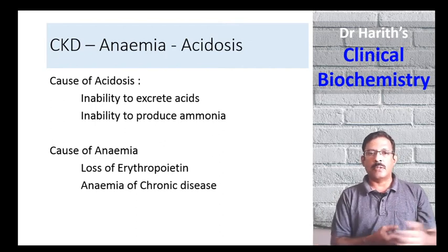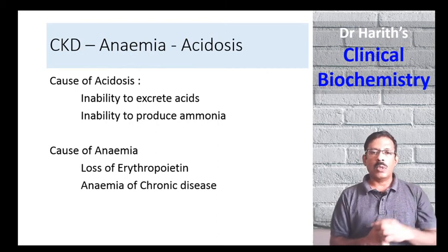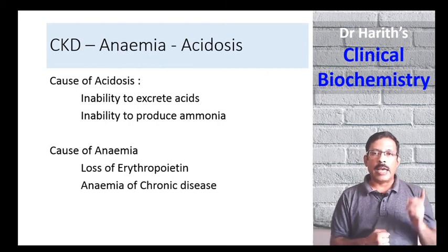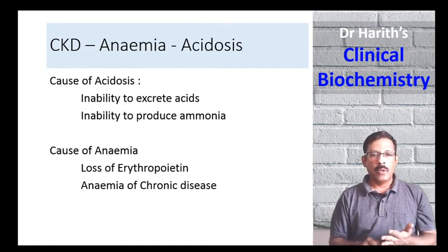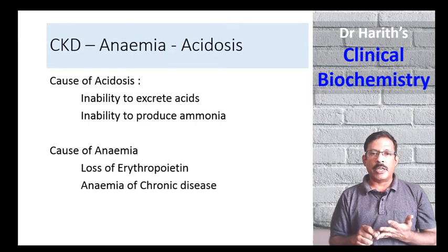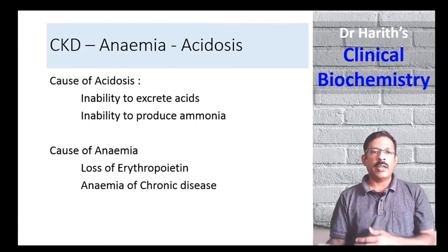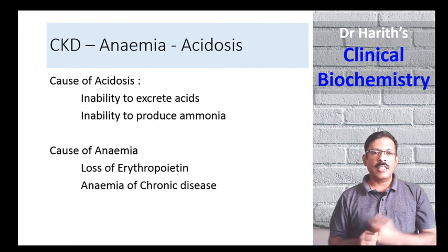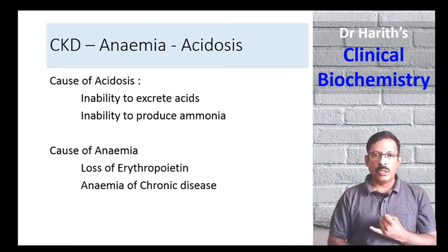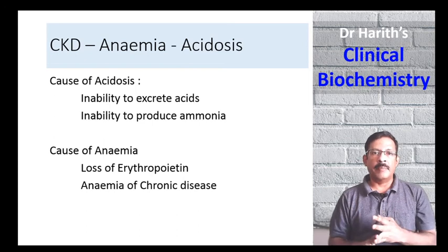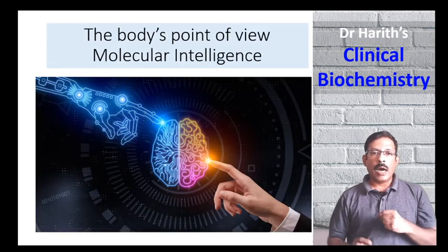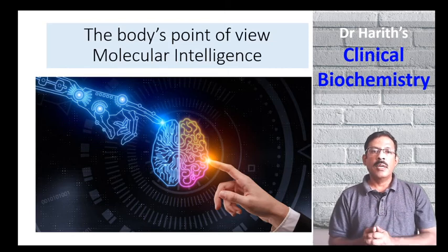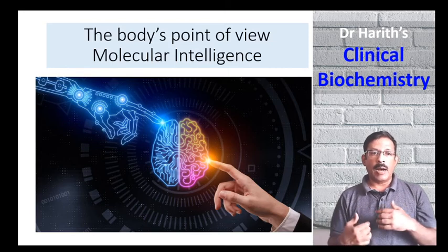We also know that the kidney is the center for production of erythropoietin, and erythropoietin is required for production of hemoglobin. So if there is decrease of erythropoietin and there is decreased renal mass, as in chronic kidney disease, anemia results. Now, a chronic kidney disease patient is suffering from acidosis, is suffering from anemia. The body has loaded two things against the human system. But how does molecular intelligence come into play? How have we withstood them?